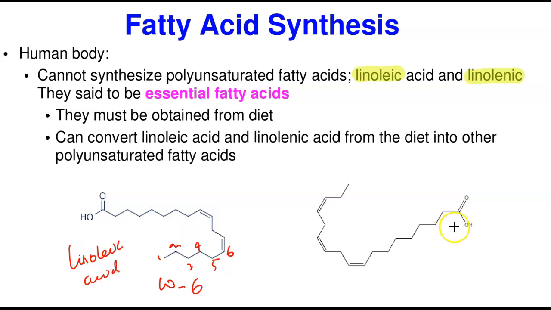And then linolenic acid is 1, 2, 3. So this is omega-3 fatty acid. So this is linolenic acid. Both of these two cannot be synthesized in the human body. They must be gotten from the diet, and as a result they are called essential fatty acids. Now we obtain them from the diet. They cannot be converted to any other type of polyunsaturated fatty acid. However, you have to first get them from what? The diet, because the body does not have the enzyme machinery to produce them.